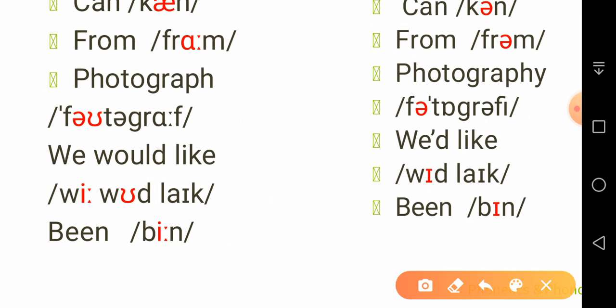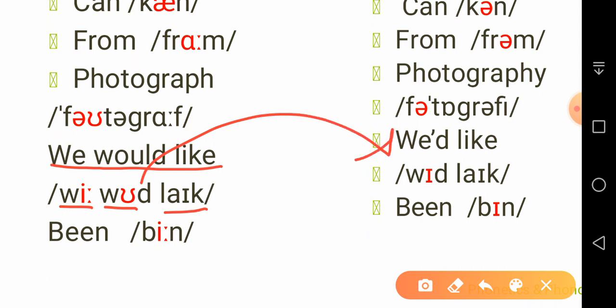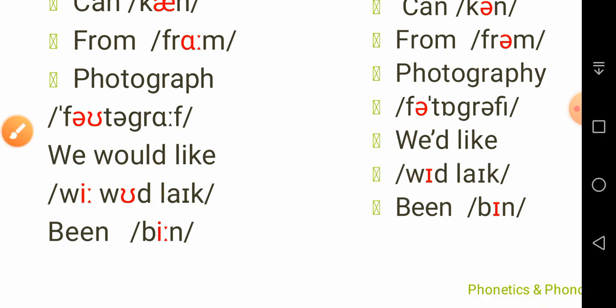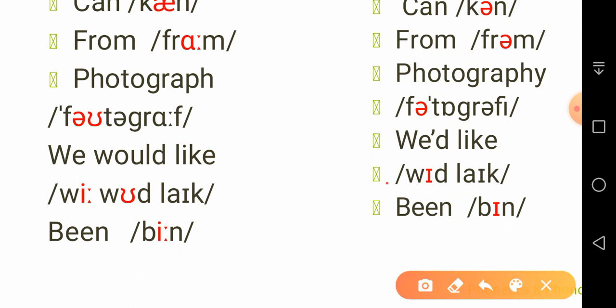Here is a phrase, we would like. Now we are going to transform it into a weak form. So this whole phrase will be pronounced as we'd like. I would like to have a cup of tea. Instead of saying would like, we say we'd like. So would has been transformed into a weak form.